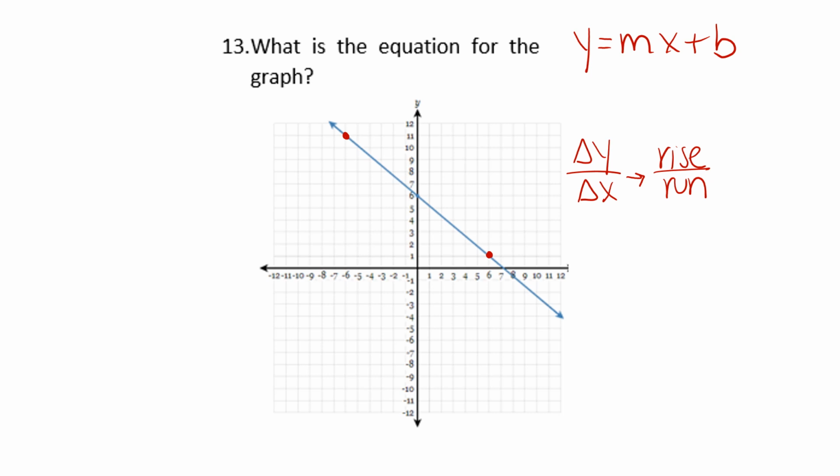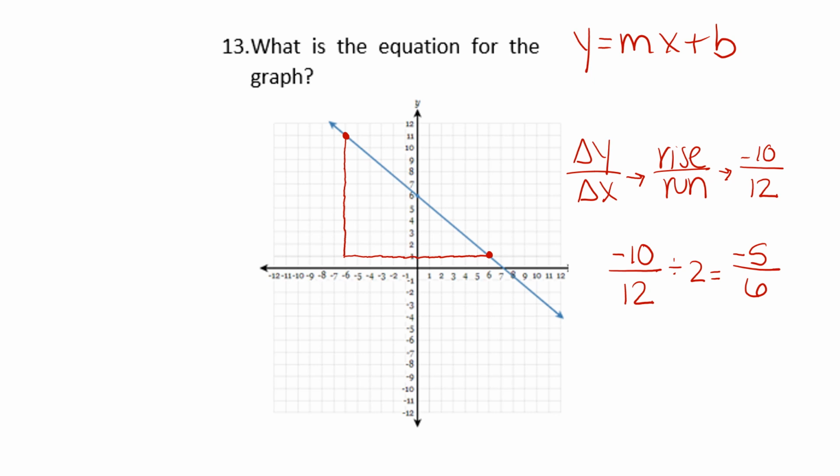To connect our 2 points, we have to go down 1, 2, 3, 4, 5, 6, 7, 8, 9, 10. So that would become a -10. And then we go to the right 1, 2, 3, 4, 5, 6, 7, 8, 9, 10, 11, 12. And then we want to simplify our fraction. 10 and 12 are both even, which means we can divide them by 2. -10 divided by 2 is -5. 12 divided by 2 is 6. Our rate of change is going to be the fraction -5/6.